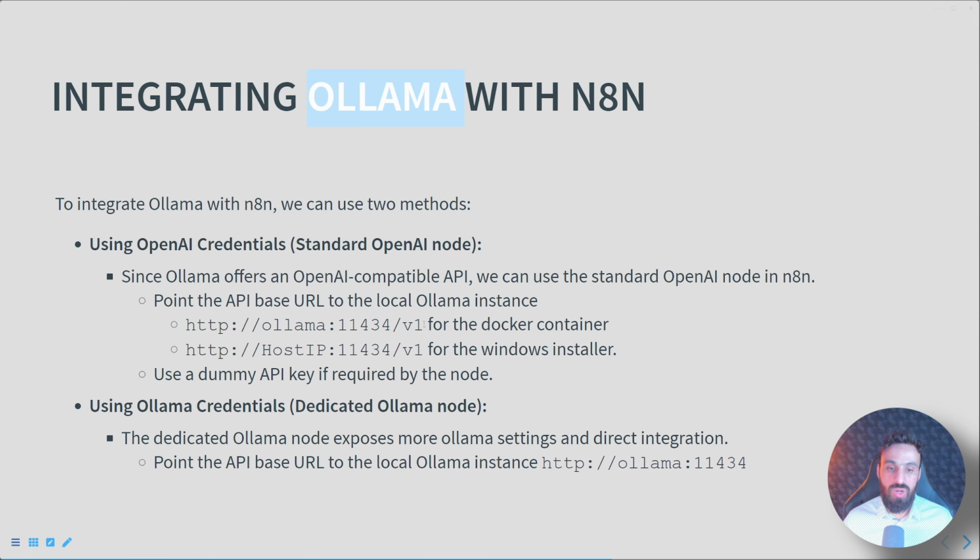As long as it provides OpenAI compatible APIs, we just need to integrate it with n8n with a URL similar to this. We will also register it as a dedicated Ollama native node in n8n, and we will see that it provides us with extra features that are not available with the OpenAI node. Now let's open n8n and let's integrate it with Ollama.